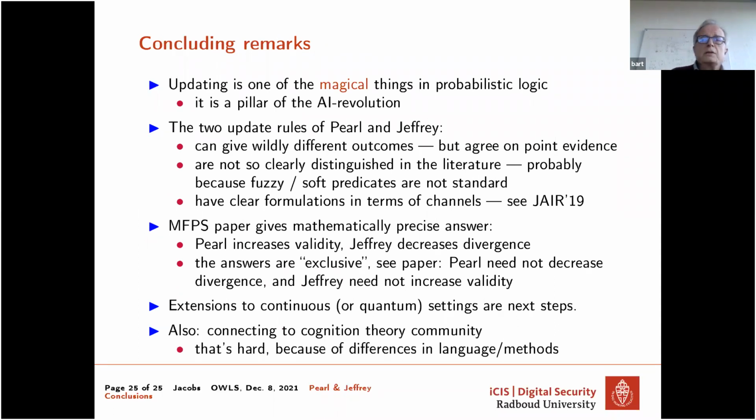Updating is one of the magical things in probabilistic logic. It's a pillar of the AI revolution, you could say. But from a logical perspective, it's poorly understood. Two update rules, and it's poorly understood when to use which one. I've talked to several of my colleagues who work in AI or in data science and big data analytics, and I've confronted them with the differences. I said, what's going on? Can you explain this to me? And what should I use? And in general, they get rather uncomfortable about this whole thing.